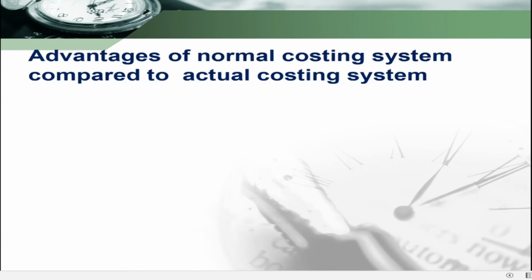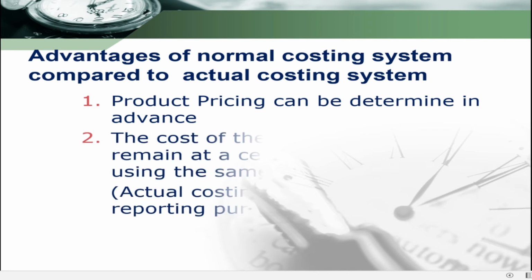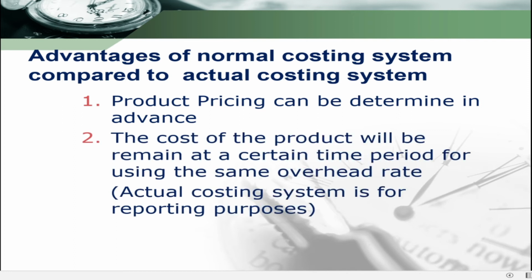Advantage of normal costing system compared to actual costing system. The first advantage is that product pricing can be determined in advance. Then the cost of product will remain the same for a certain time period because the same overhead rate is used.